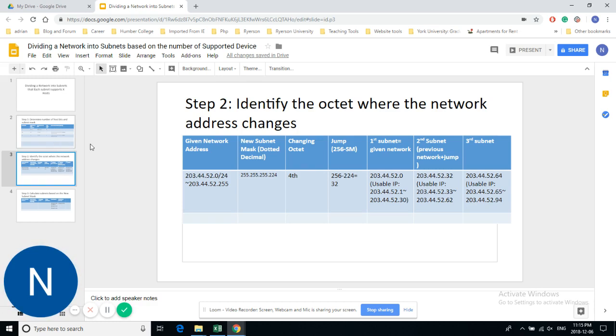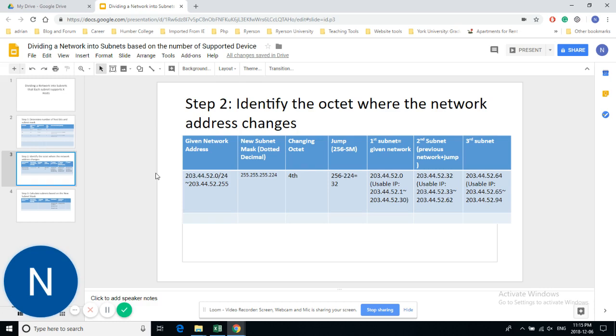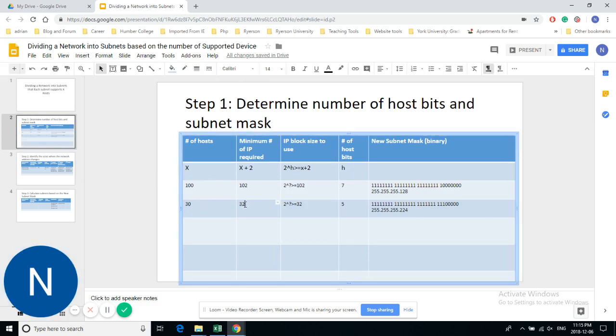Where we started: you will be given a network address, and then you need to divide the network into subnets so that each network supports 30 hosts. If a network supports 30 hosts, that's where you start. We need at least 32 IP addresses. Two to the power of what is just greater than or equal to 32? Two to the power of 5 is 32. So the number of host bits is 5. We put the binary form of the subnet mask where you have 5 zeros and the rest of them are ones on the left side. Convert them back into decimal.